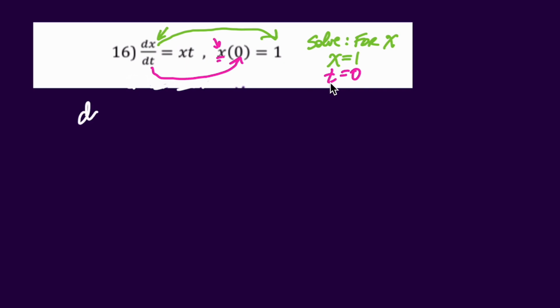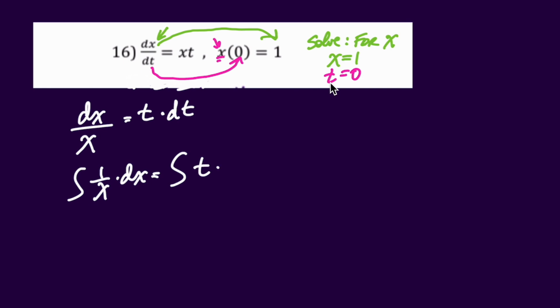Let's now go ahead and solve this in standard fashion. So we're going to divide by x on both sides, and then we're going to multiply by dt on both sides. So this is going to yield the integral of 1 over x times dx, and the integral of t times dt. On the left, we're going to have the natural log of the absolute value of x, and on the right, we're going to have t squared over 2 plus c.